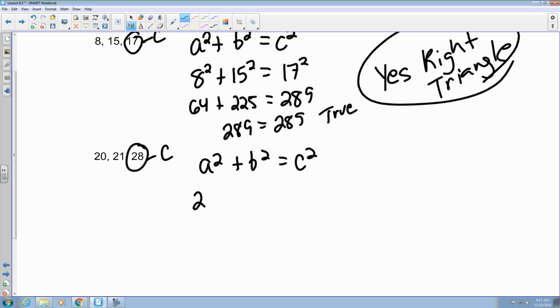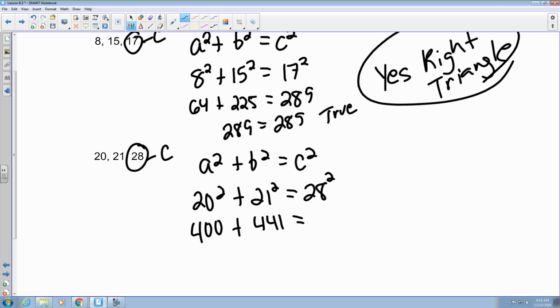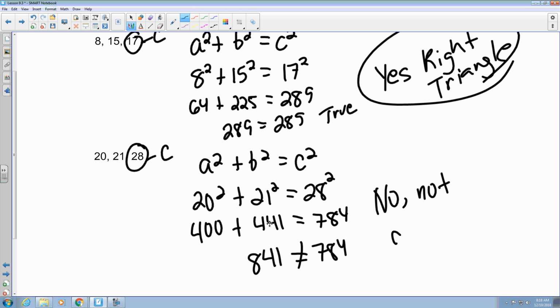Okay. If we look at the second example, again, a squared plus b squared equals c squared. 20 is my smallest value, so I got 20 squared plus 21 squared is equal to 28 squared. I've got to see if it holds true. So 20 squared is 400 plus 21 squared is 441, and it's going to be equal to 28 squared, which is 784. 400 plus 441 is 841, which does not equal 784. So yes, they may be triangle side lengths, but no, they are not a right triangle.